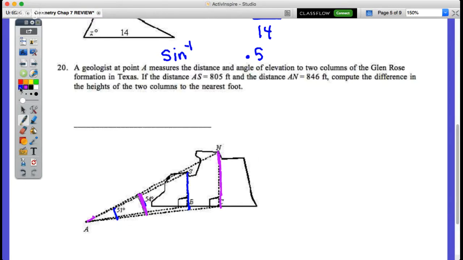I want the blue. I still want the blue. Okay.